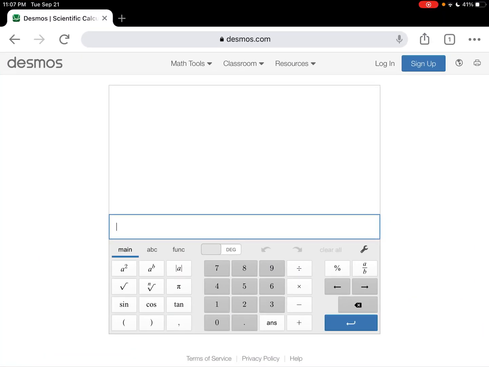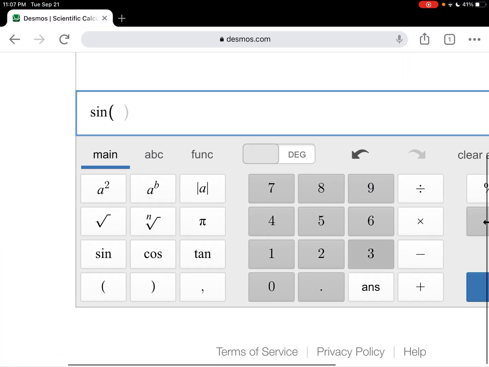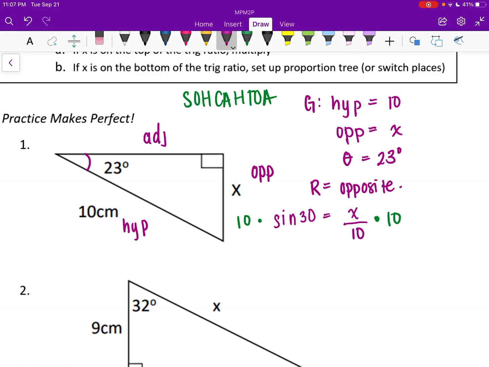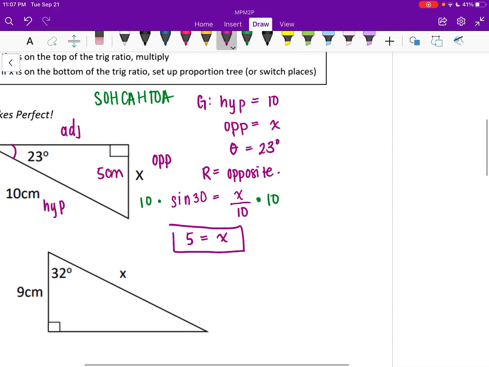I'm going to pull up sine 30, multiplied by 10, and the answer is going to be 5. So I know that 5 is equal to x. So I know that the length of this side x is 5 centimeters. And I'm going to go ahead and write myself a therefore statement.